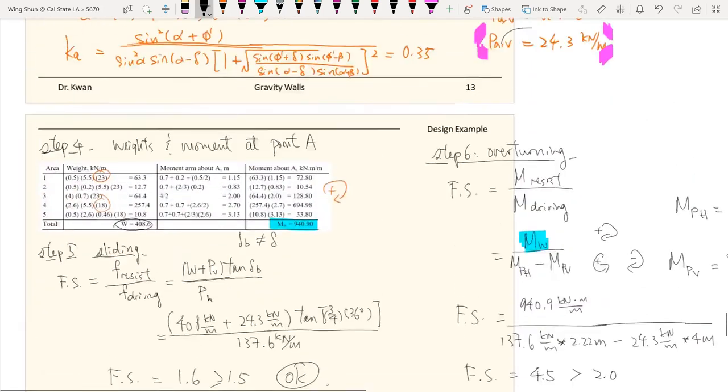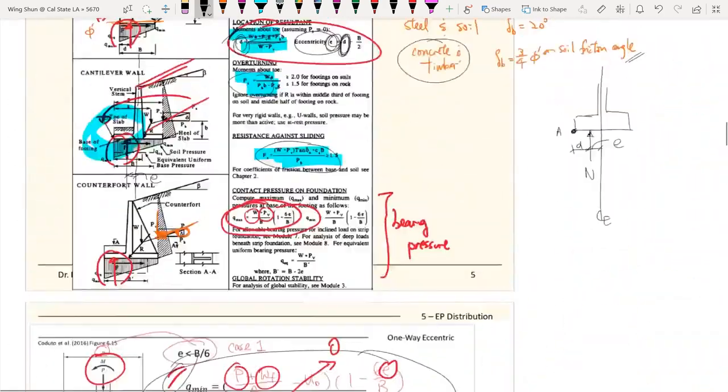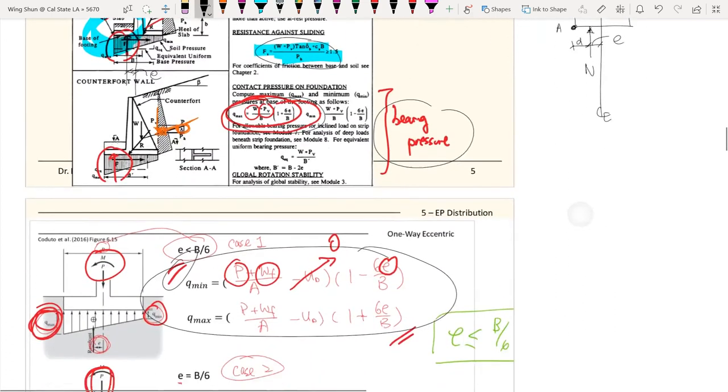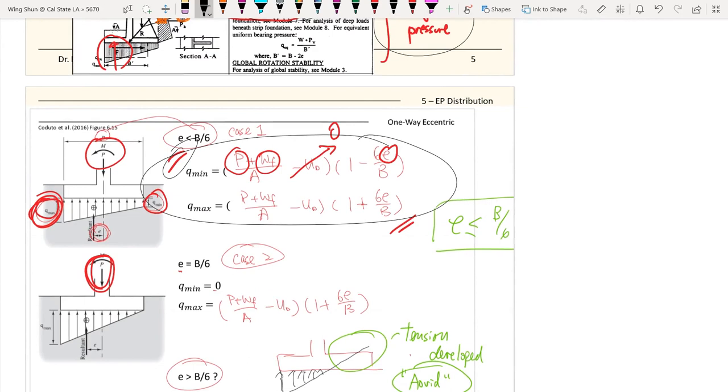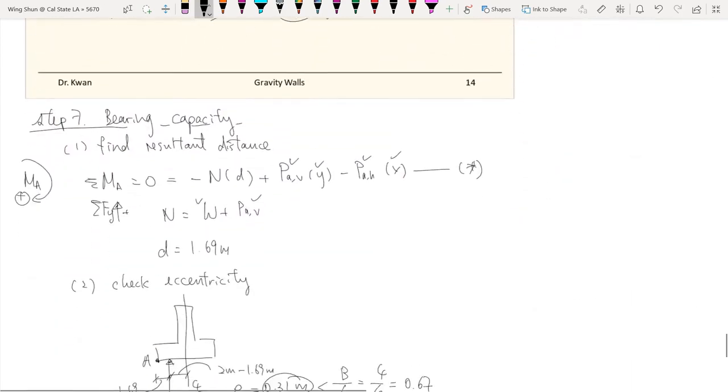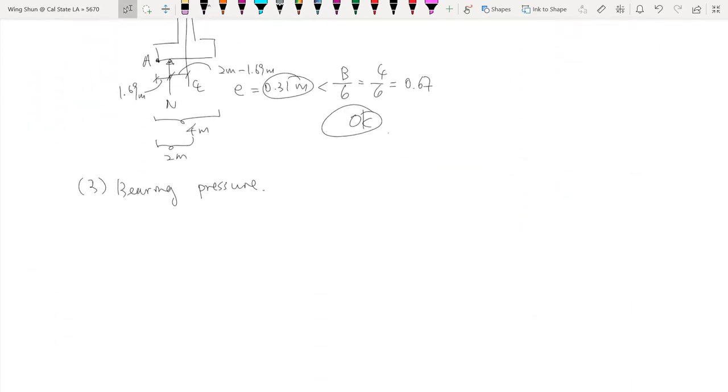So back from the beginning of this lecture, we briefly introduced how to find the bearing pressure with this formula here, which we also learned in CE467, our shallow foundation design, because this footing part is pretty much like our shallow foundations. And we plug in the numbers there, so the bearing pressure, the Q max, would equal the vertical force divided by the foundation width. This is a continuous set of footings, so just divide by the width, and 6e, the eccentricity, divided by the width, the formula right there.